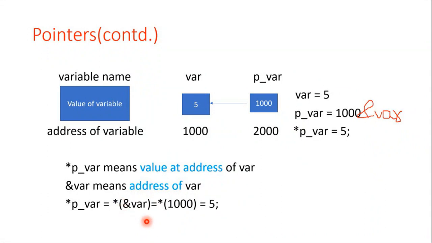And what is address of var? Which is 1000, and star 1000 equals 5, which will give the value of 5. Guys, I hope you understand the pictorial representation of pointers.